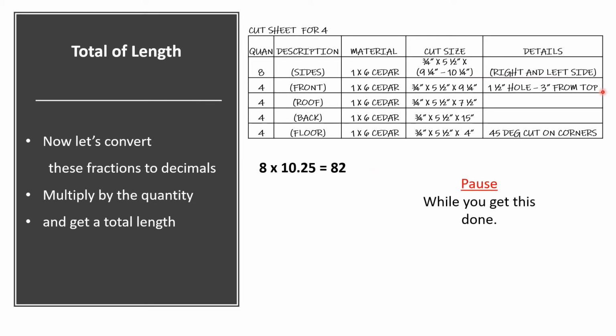All right, I want you to pause and fill out the rest of these. 4 times 9 1/4, 4 times 7 1/2. List it down through here. When you get it listed, then total up these lengths and that'll be a whole list, a total of everything that we're gonna need.